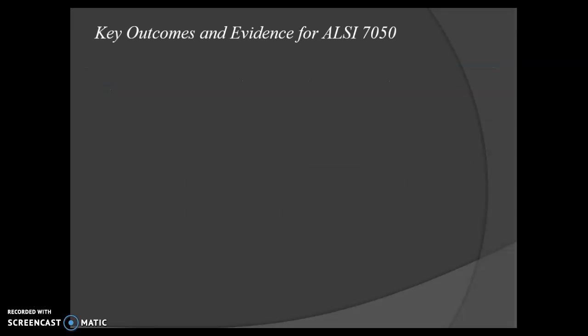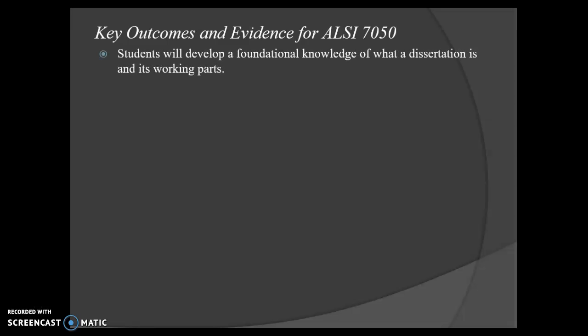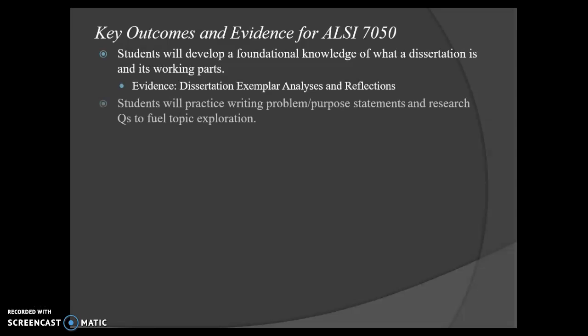So here are the key outcomes and evidence for ALSI 7050. We want students to develop a foundational knowledge of what a dissertation is and its working parts. The evidence we'll gather from the students is going to be studying exemplars that we feel are really strong, and you'll analyze and reflect on those. Also, students will practice writing problem and purpose statements and research questions to fuel topic exploration. So what are your areas of interest? We'll help you find those through problem, purpose, and research questions.